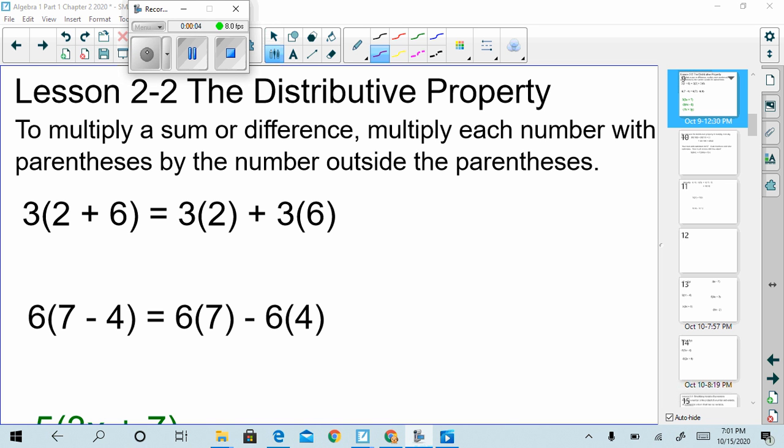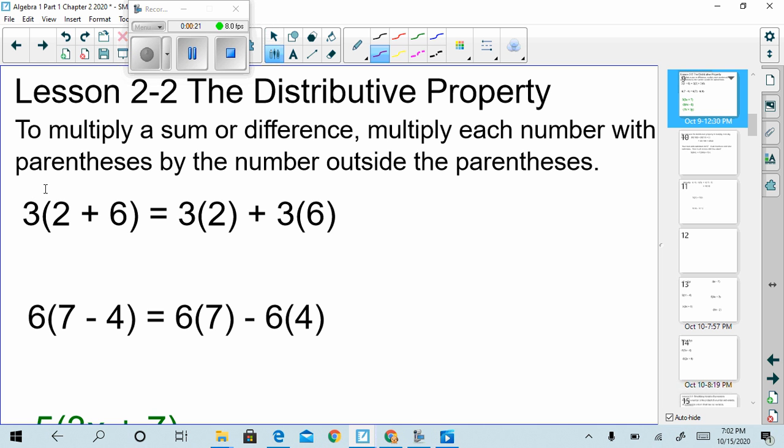Today I want to take a little closer look at the distributive property. To multiply a sum, or to multiply a difference, you're going to multiply each number within that parentheses by the number outside of the parentheses. Let's take a look at a sum.